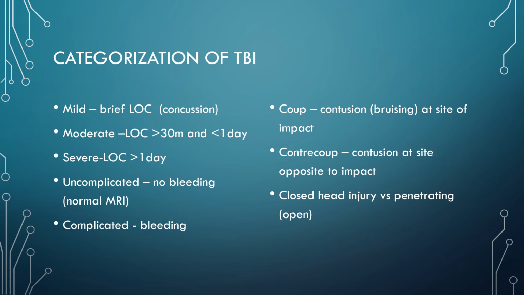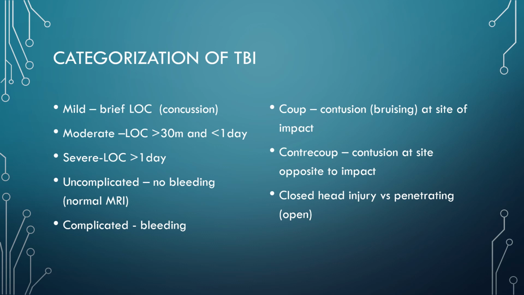So mild, there's the event where you hit your head or you have the trauma to your skull in some way, and that includes a brief loss of consciousness. And most sports type concussions fall under this category. Moderate, in order to be categorized as moderate, that loss of consciousness is not brief. It has to be greater than 30 minutes, but less than 1 day. And then a severe TBI would be loss of consciousness for greater than 1 day.